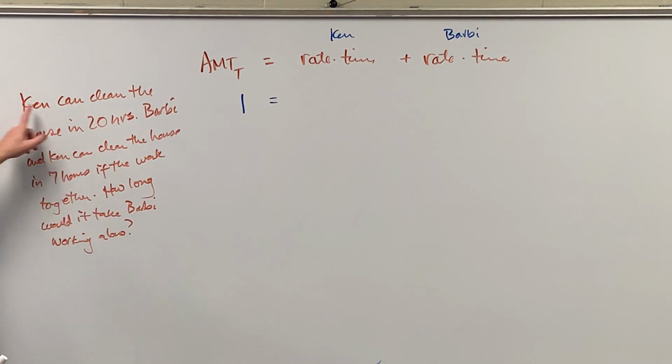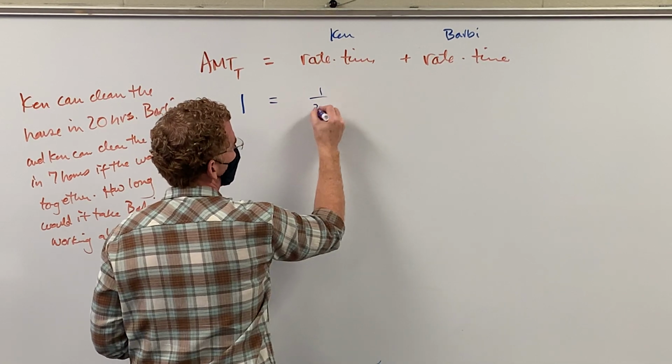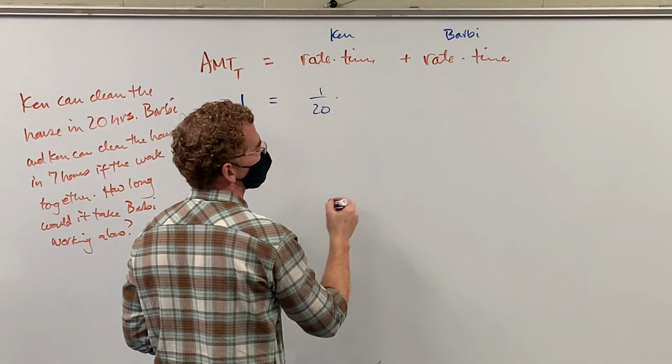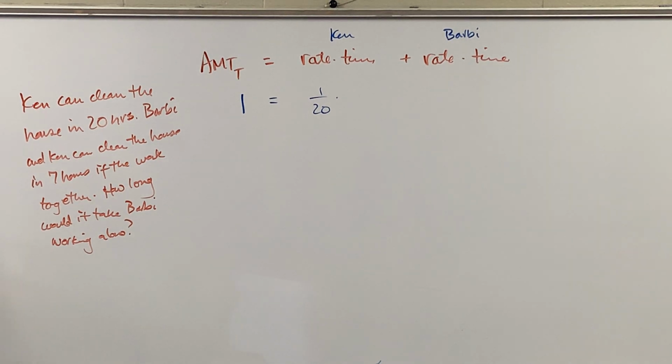Now, if Ken can clean the whole house in 20 hours, what was his rate? 1/20th per hour. So his rate would be 1/20th for each unit of time he spends. Now, what is Barbie's rate? I just don't know. It didn't mention what Barbie's rate was, because that's what it's asking for. How long would it take Barbie working alone? I don't know that.